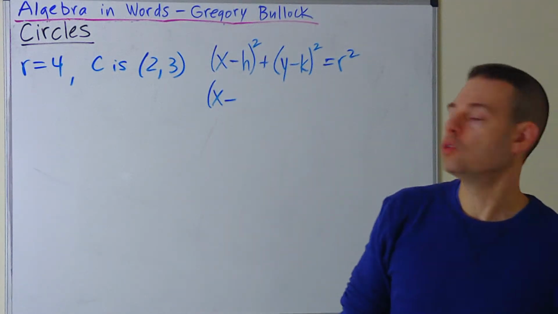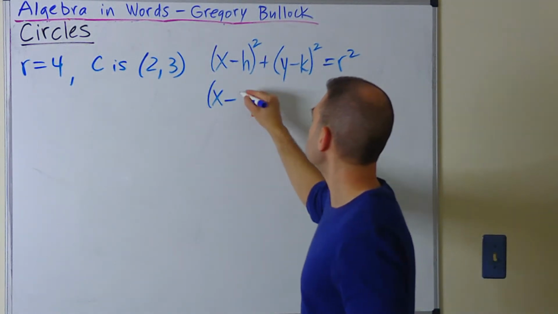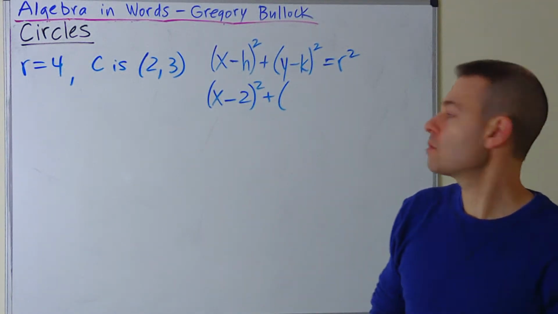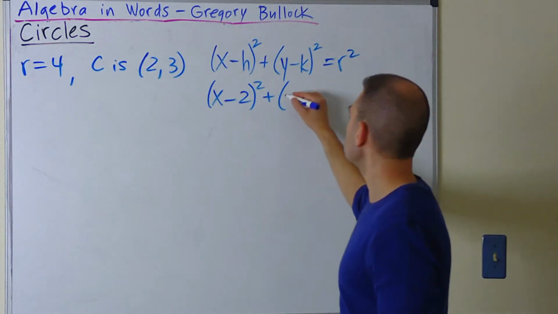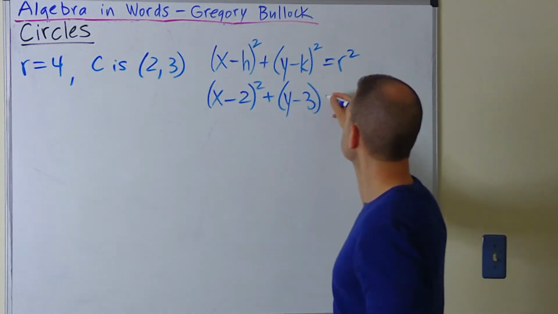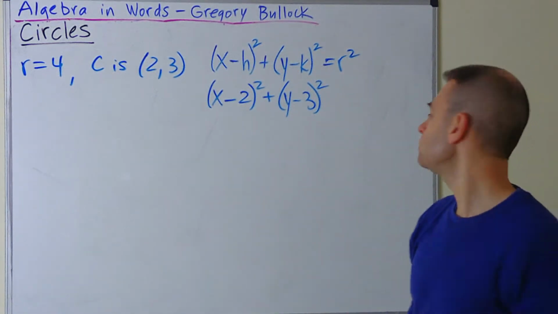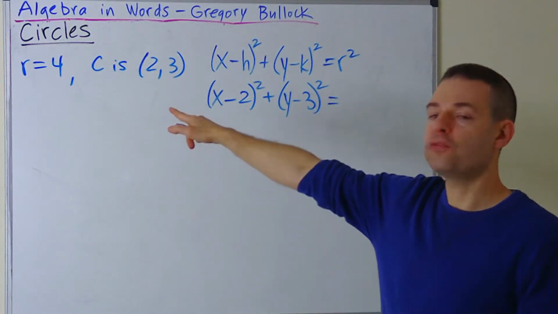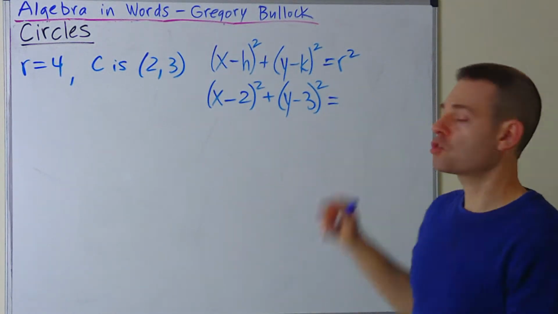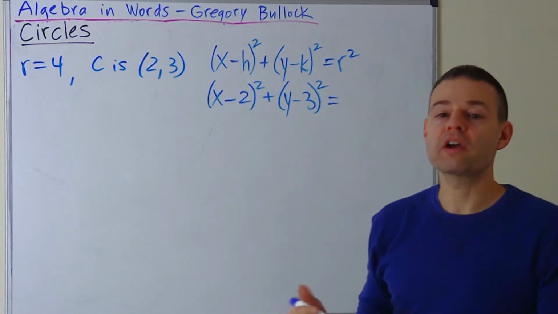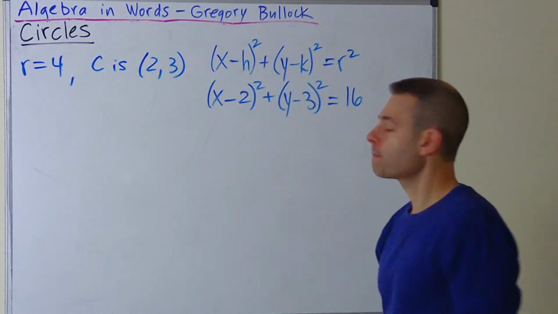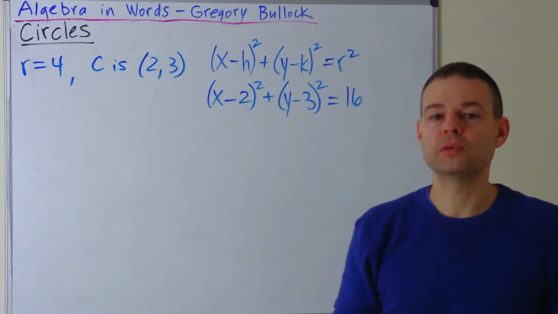So h is 2. That's going to now be x minus 2. And k is 3. So that's going to go in as y minus 3, quantity squared. And we know that r is 4. But this is r squared. So we have to square 4 and make that 16. And that's basically all there is to it.